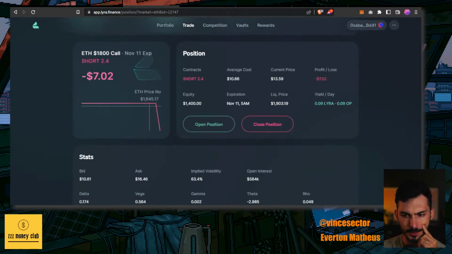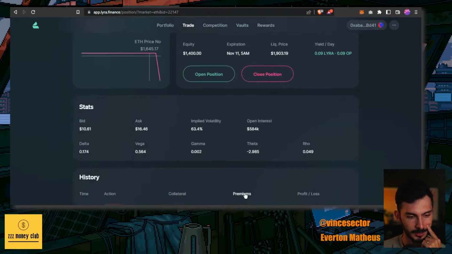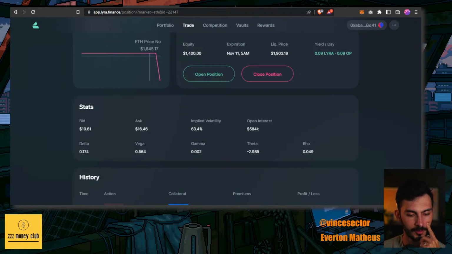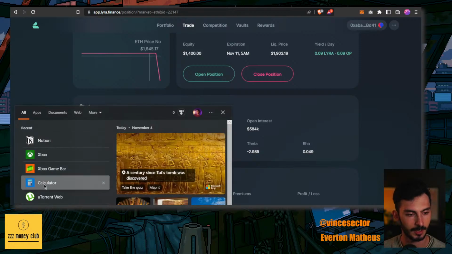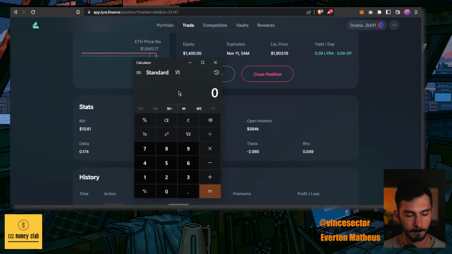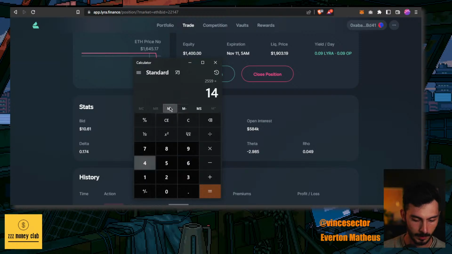So right here you can see the position right at the bottom. I don't think you can actually. There you go. Now I think you can. I don't know why it says 23 hours, because I literally just opened this, but we have 1,400 in collateral, and I collected actually a little bit more than what it was in the preview. So I collected 25.59. So let's run these numbers again. 25.59 divided by 1,400.